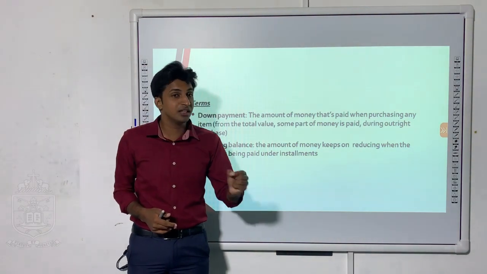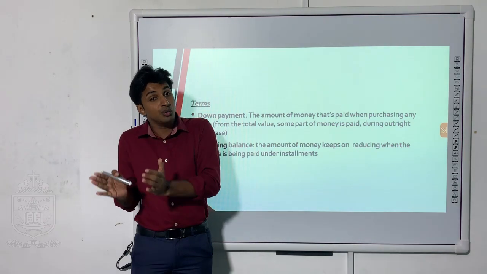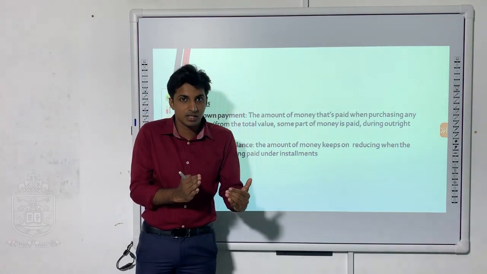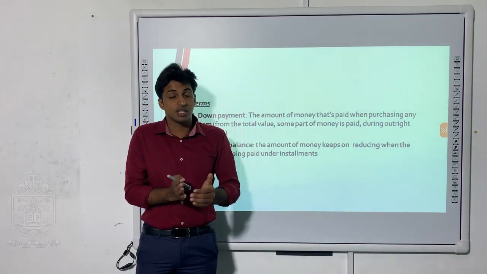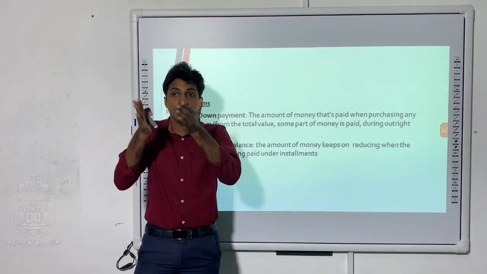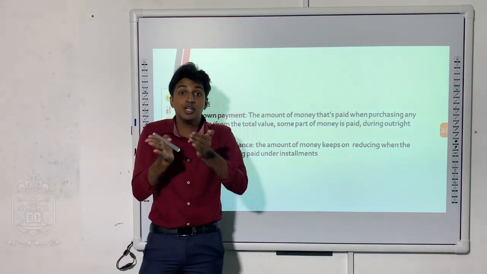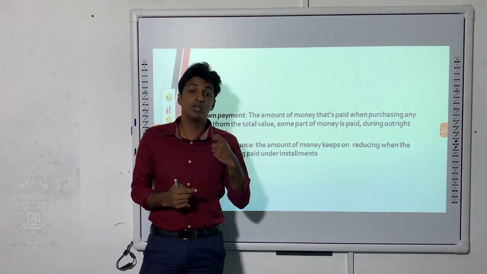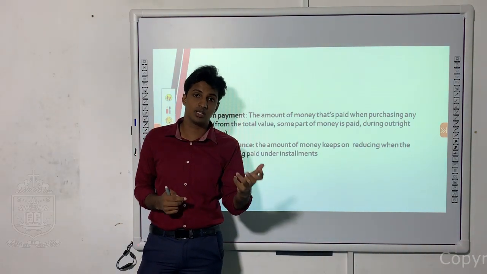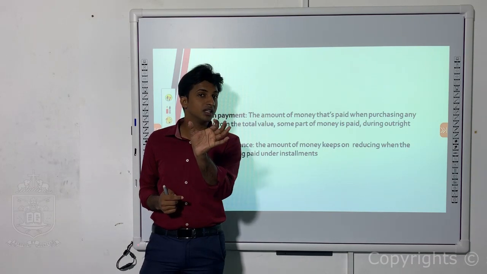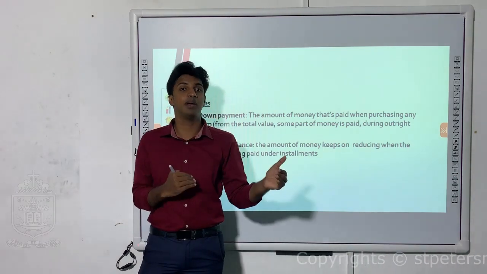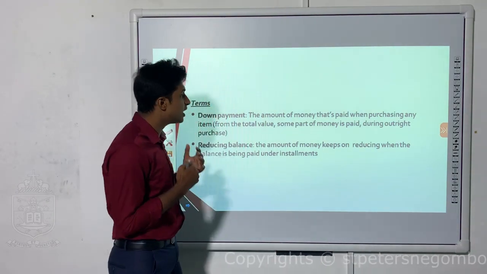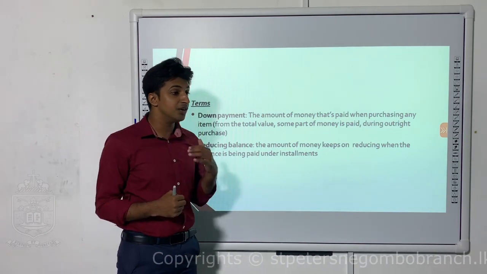While you're paying the first installment, the amount you have to pay is already reduced. Then you pay another installment, then another amount is reduced. So the amount will be reduced while you are paying for the washing machine you bought. That is the 30,000 you have to pay. So that is what you consider as a reducing balance.